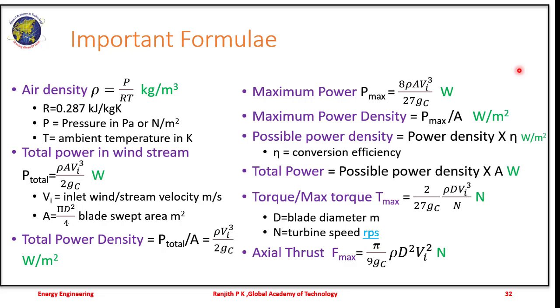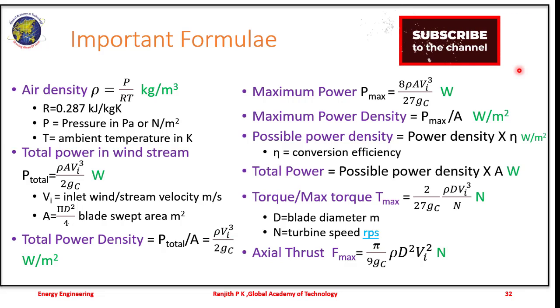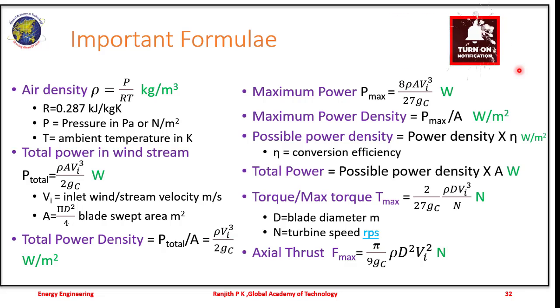So we move on to the numericals. In order to solve the numericals and to evaluate the coefficient of performance, we make use of these formulas that are to be implemented for solving them. The first one is density. Rho is given by P by RT.